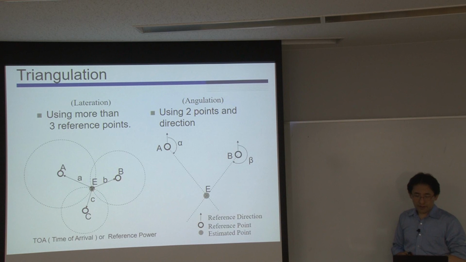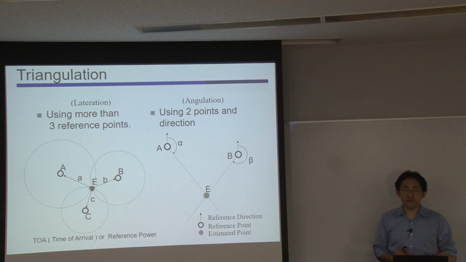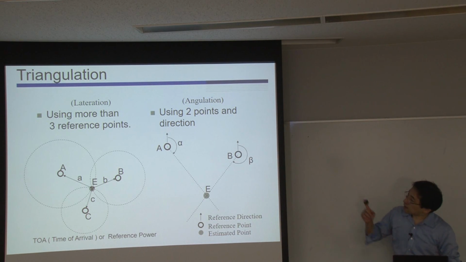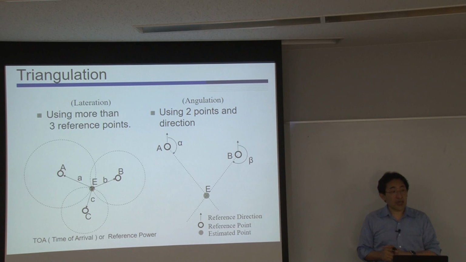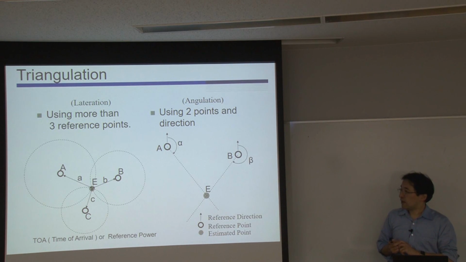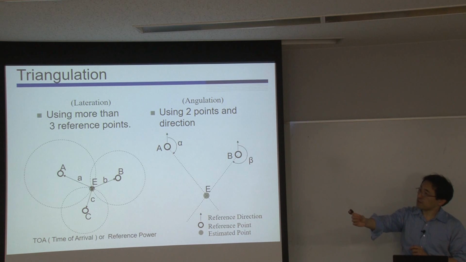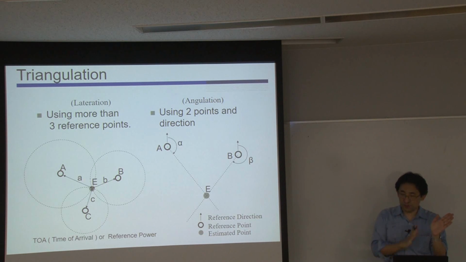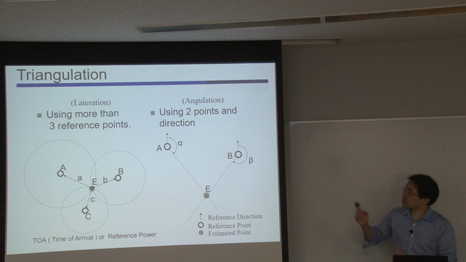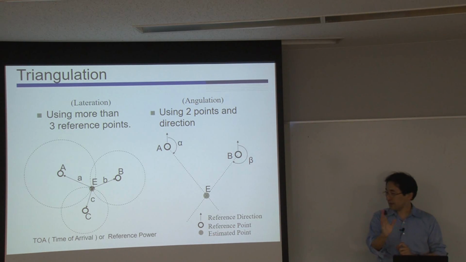And triangulation. If you have several reference points, and some way to measure the distance between the reference points and your place, you can use lateralization. Using more than 3 reference points, you can calculate the distances, so you can estimate your location. When you're using radio frequency, you can use signal strength or time of arrival: how many microseconds or nanoseconds it takes for the signals to come from the emitting reference point to your terminal. And there's another way called angulation. If you have two reference points and can measure the angle to them, you can also estimate your location. Maybe using light communication, you can estimate this kind of thing.